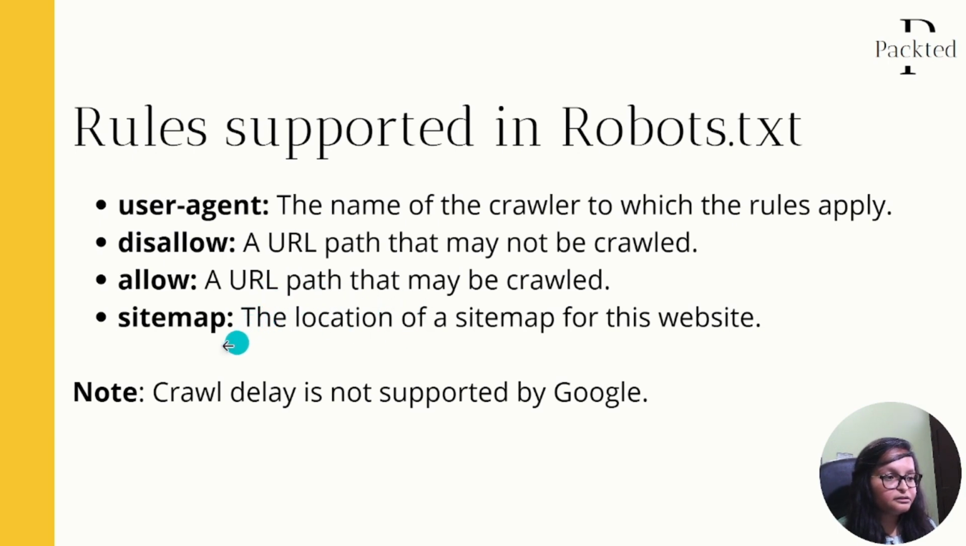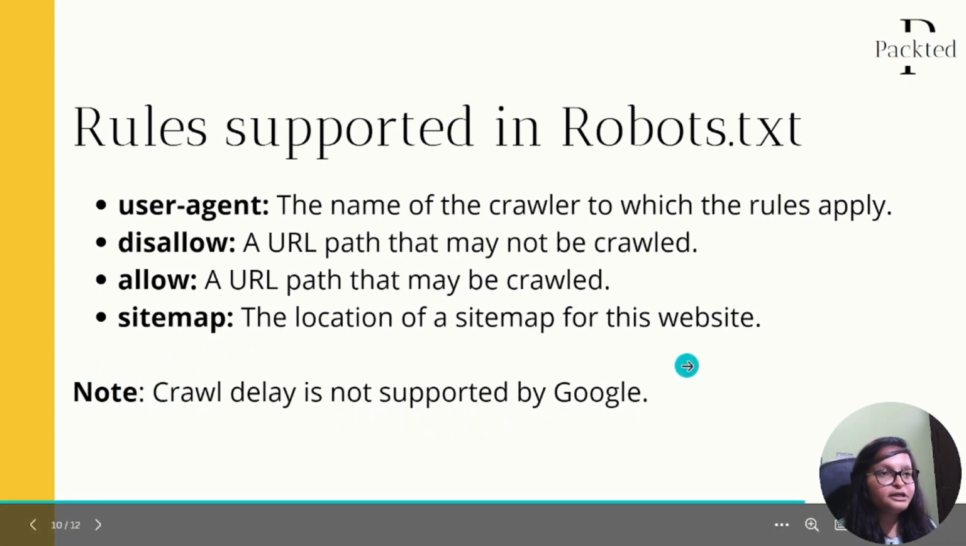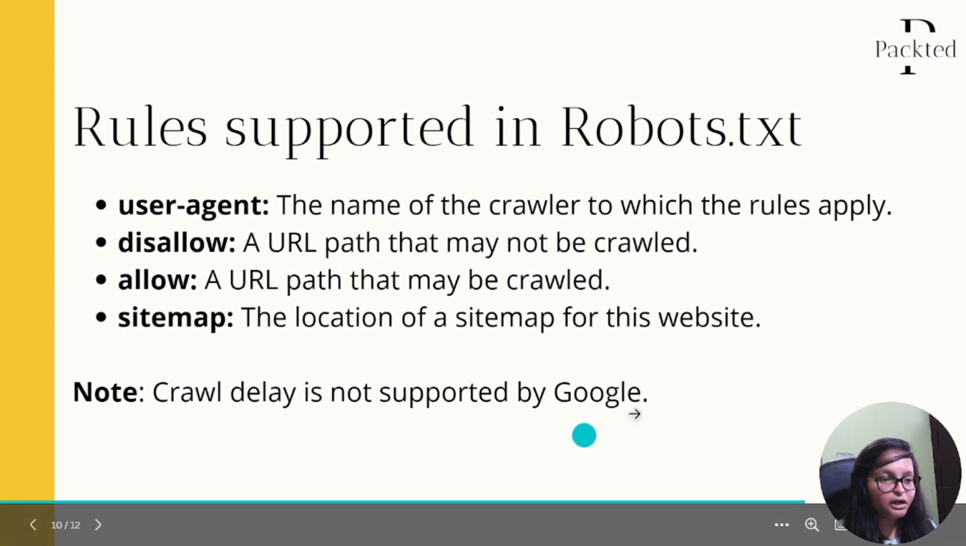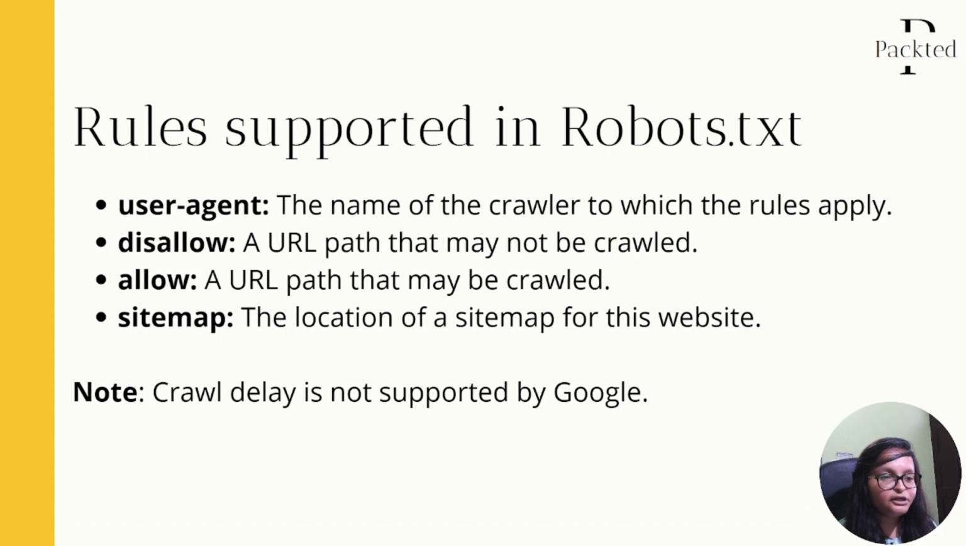And then there is a note that crawl delay is not supported by Google. There are many resources and websites that also mention the crawl delay in the rules, but it is not allowed by Google. It is only allowed by Bing. So you can add it for the user agent Bingbot, but it is not allowed by Google. If you want to limit the crawling, then you can do it by other ways. I will link to the page in the description so that you can check it out.